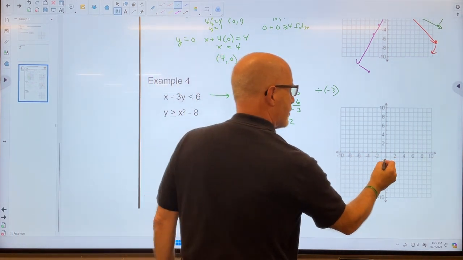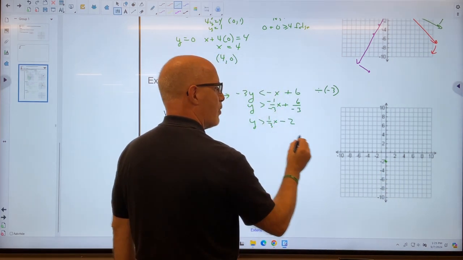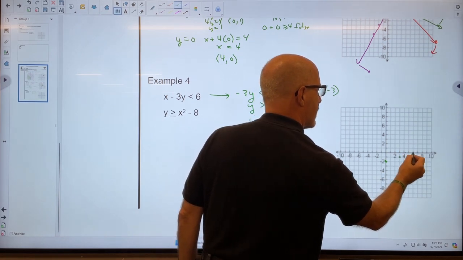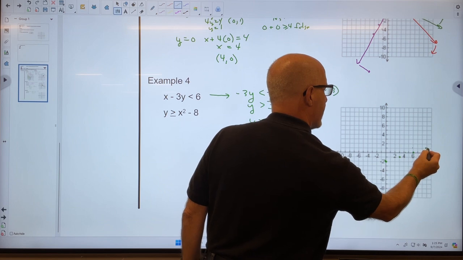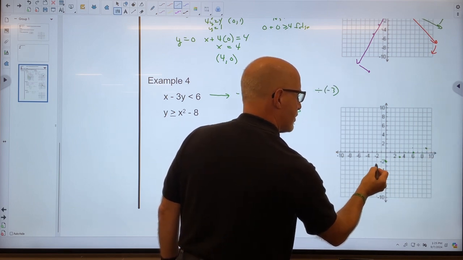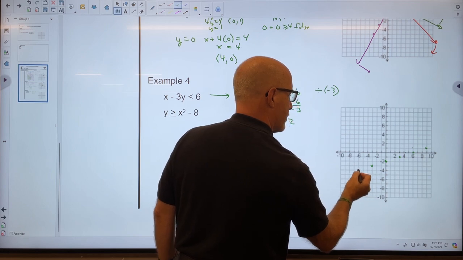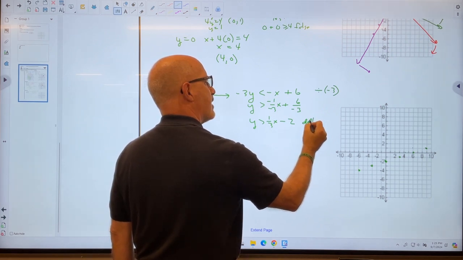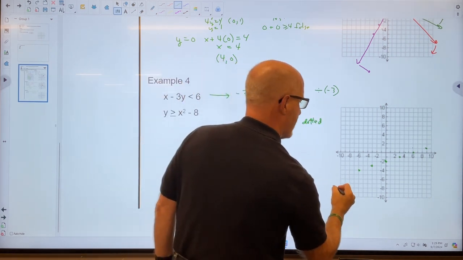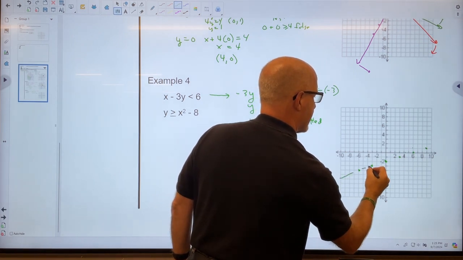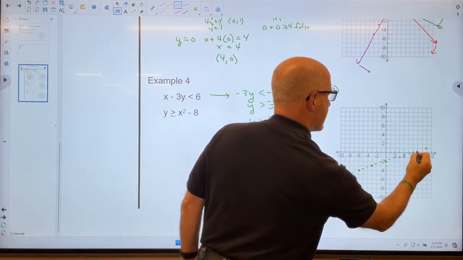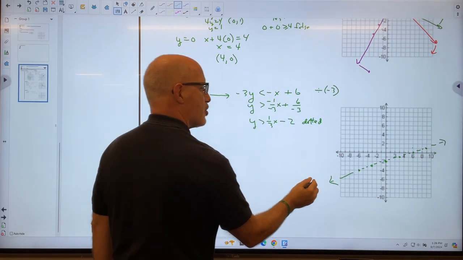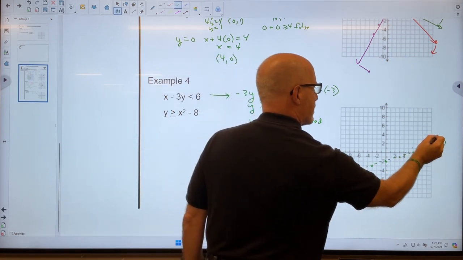So start at -2. I'm going to go up 1 over 3. 1, 2, 3. Up 1 over 1, 2, 3. But when negative, I go down 1 and over 1, 2, 3. Down 1 and over 1, 2, 3. And I'm going to draw it as a dotted line because it's not or equal to. So make it dotted. And then this tells me I'm going to shade above it. It's in slope-intercept form.